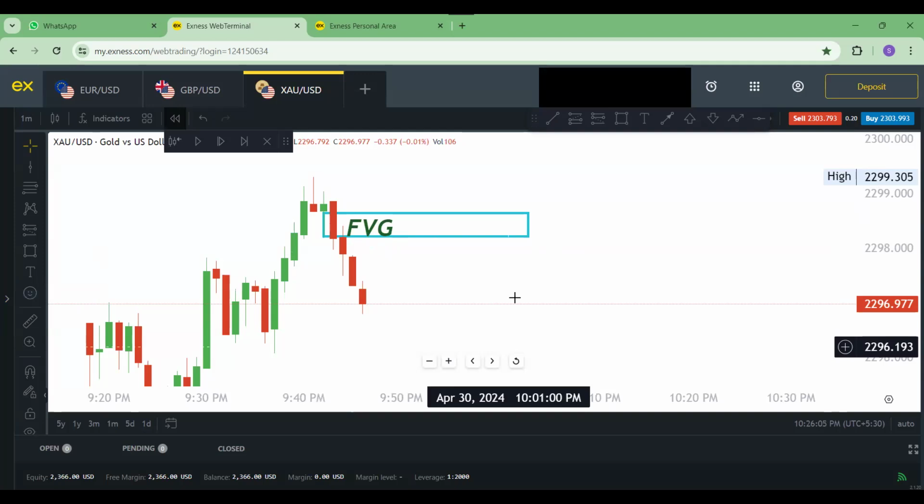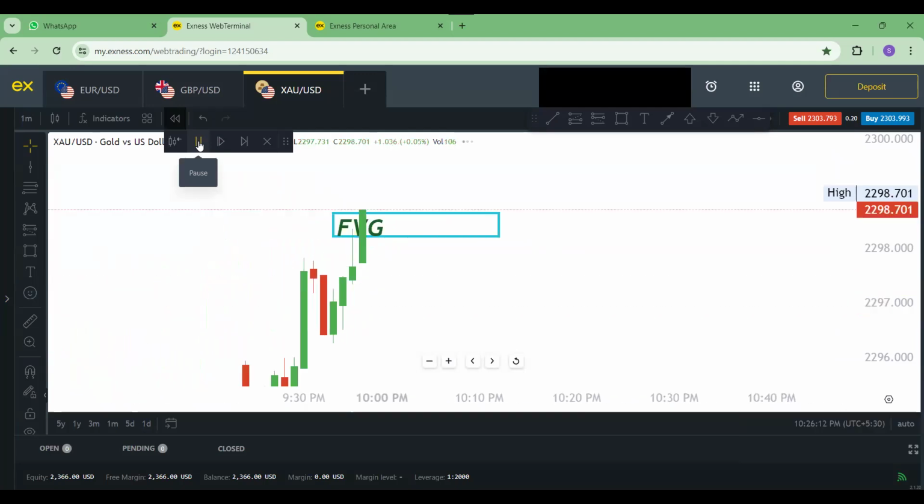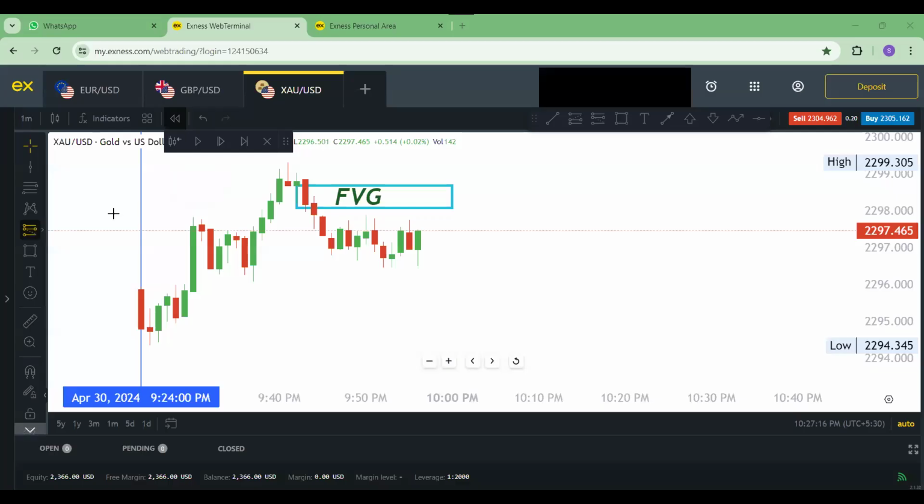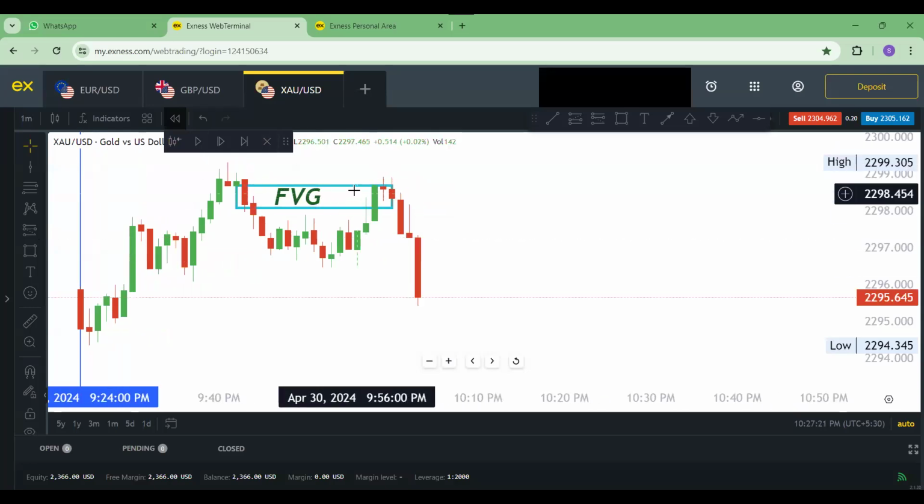In this FVG area, the market is going to fill. I'm just watching how it is going to fill. Once it is filled, only then do I enter. Let us wait for the market to reach the area. Okay, let us have the entry. The market is coming to this area. Here you see, the market filled this gap. So we should enter here only. We have missed this trade.